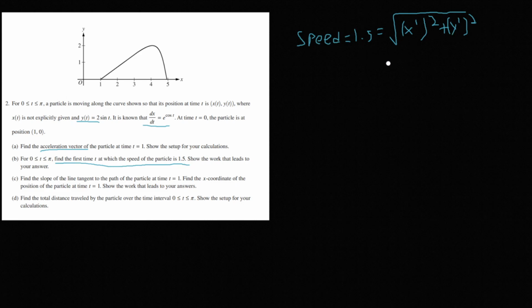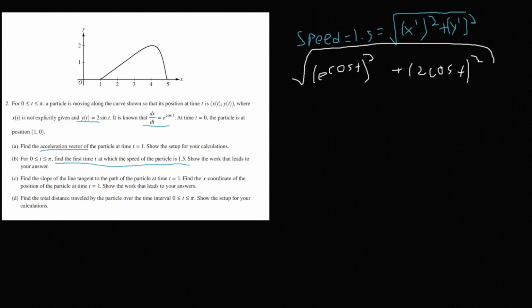And so then we could start substituting in our values. And so this is just y prime, this is 2 cosine t quantity squared plus, and this we could just do e to the cosine t quantity squared, and this square rooted, and this needs to be equal to 1.5.